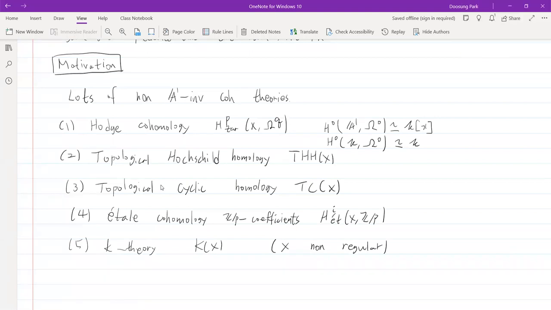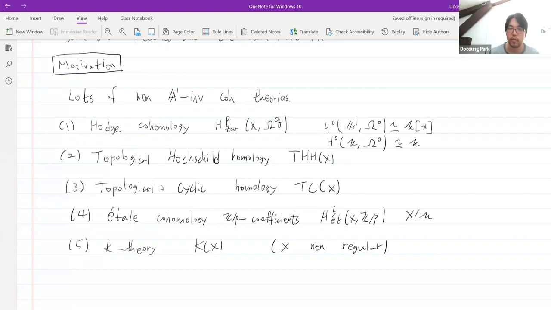And for étale homology, you assume p to be a characteristic. So say X is over a field and the characteristic of k is equal to p, and suppose this is positive. So the meaning of non-A1 invariance is that H^i of X is not isomorphic to H^i of X times A1.